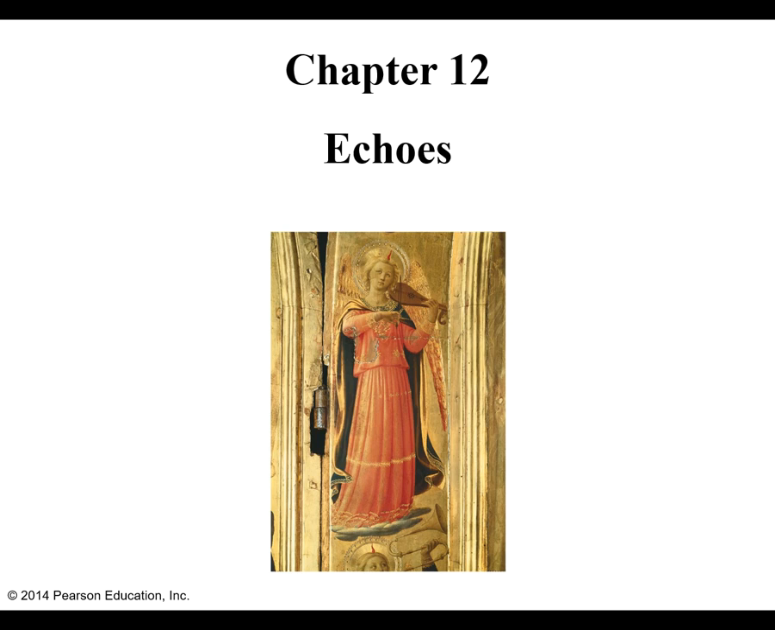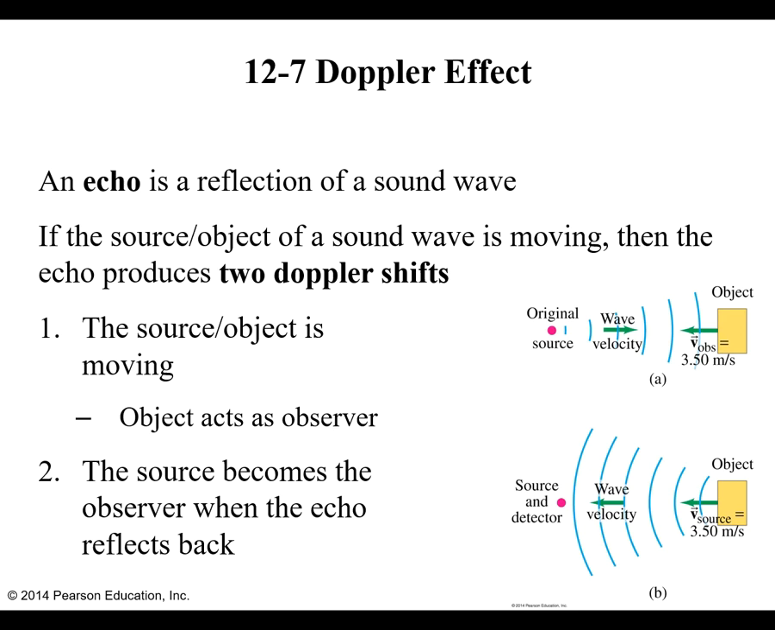We're going to take it a step further now and start looking at echoes. An echo is just a reflection of a sound wave. That's all it is. But if the source or the object that causes the echo is moving, then the echo is going to produce two Doppler shifts.